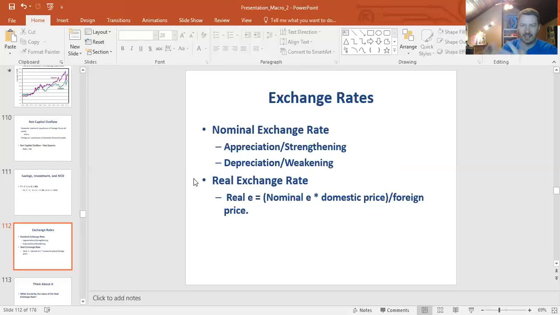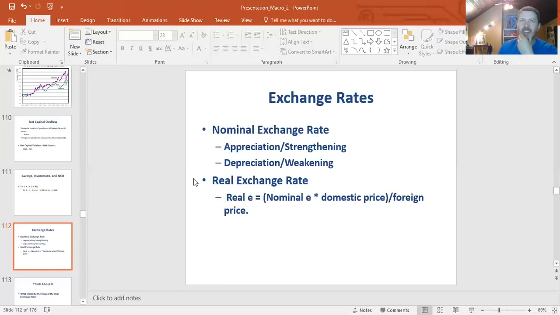You see in my notes, in the book example, 1/2 bushel of Japanese rice may trade for one bushel of American rice. That would be a real exchange rate. If 1 bushel of American rice trades for 1/2 of a bushel of Japanese rice, that's a real exchange rate. It refers to how the goods of a country trade for the goods of another country.